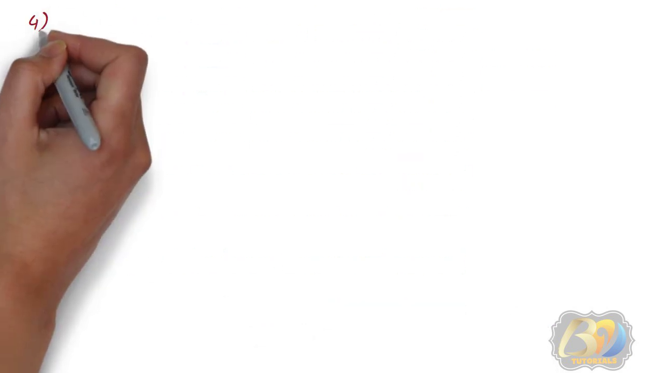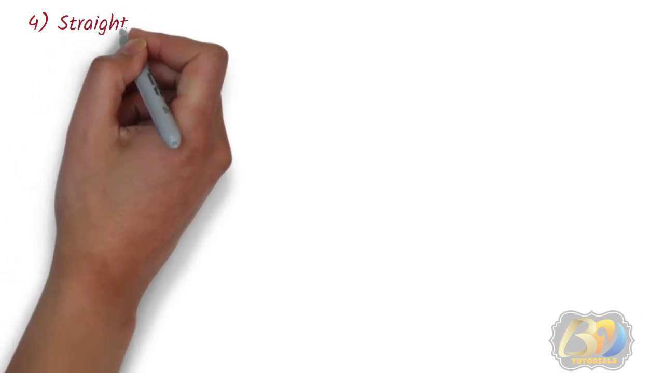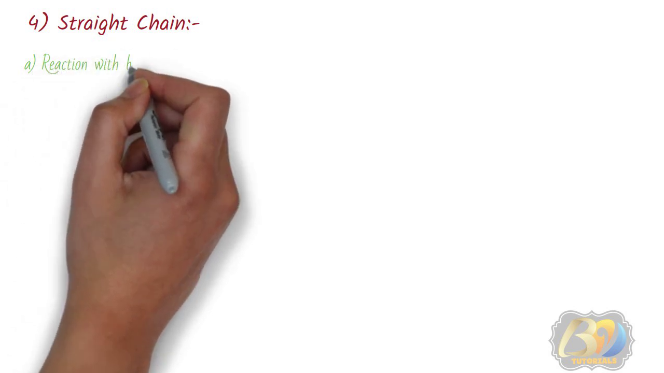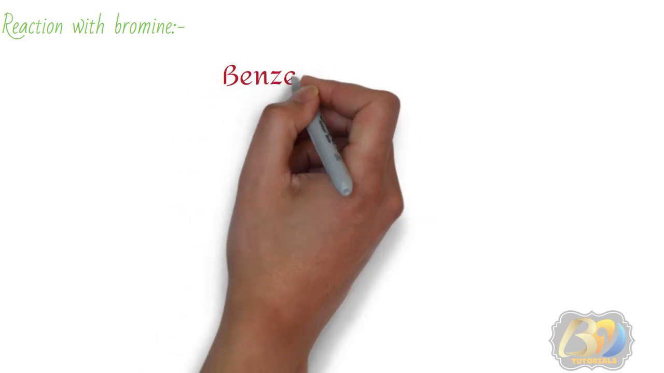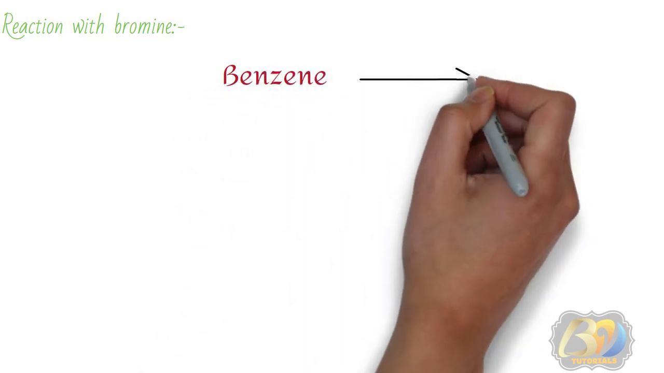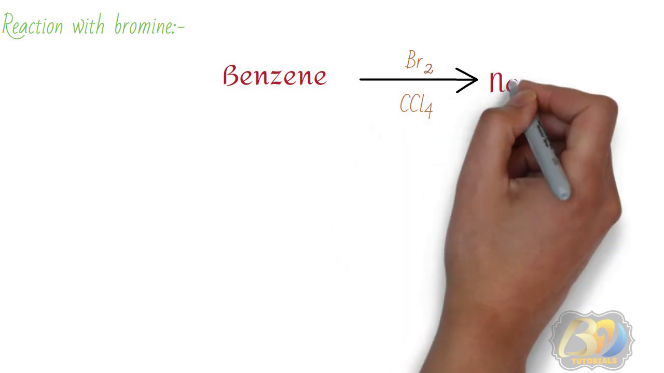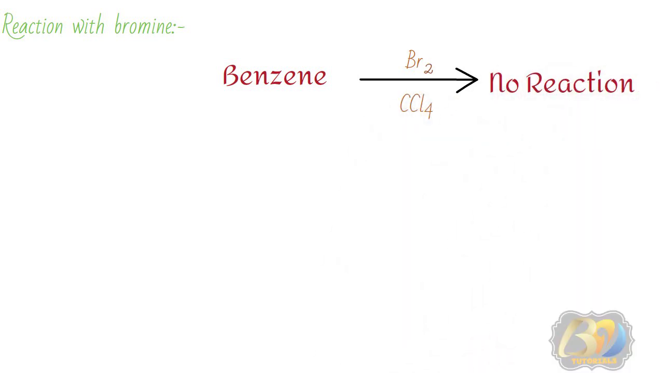Now, let's check whether the compound is straight chain or not by using some chemical reactions. First, we will go for reaction with bromine. If benzene is a straight chain compound, it will definitely decolorize bromine in presence of carbon tetrachloride. But benzene does not give any reaction with bromine, which concludes that benzene does not have a straight chain.